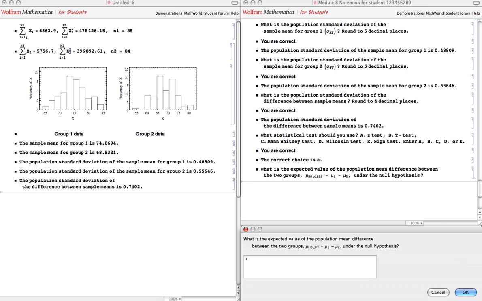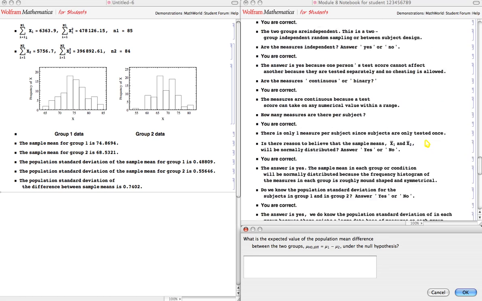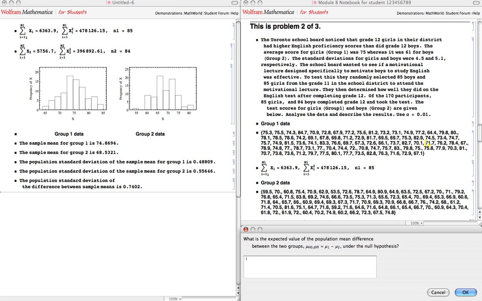What is the expected value of the population mean difference between the two groups under the null hypothesis? We can go back and see what the difference was between these two groups when the null is correct. So 75 for girls, 61 for boys. So 75 minus 61, 14.